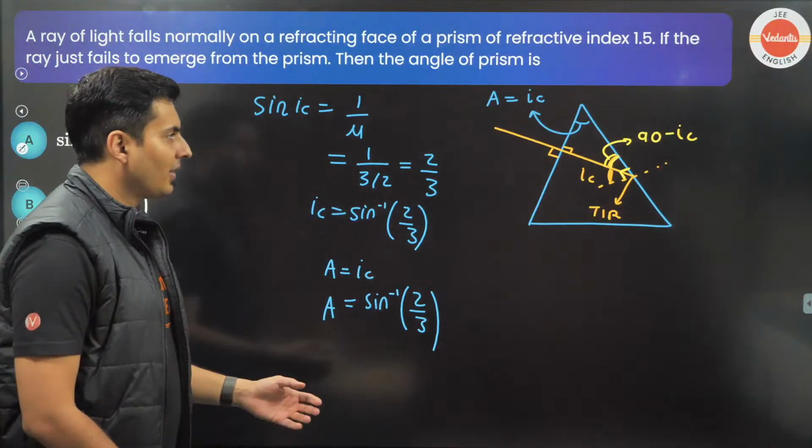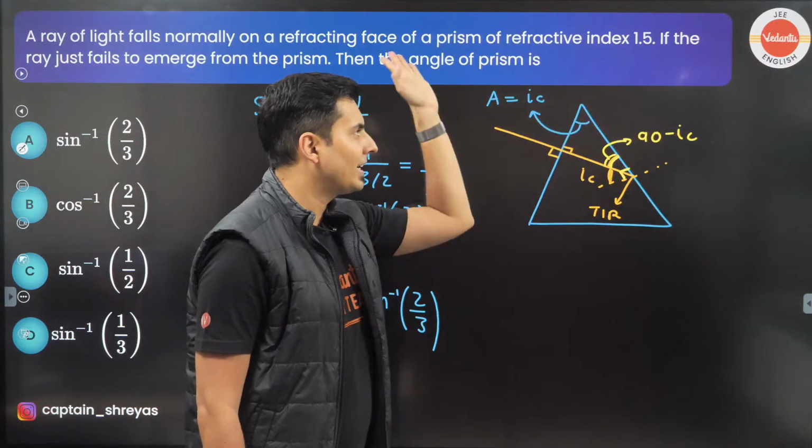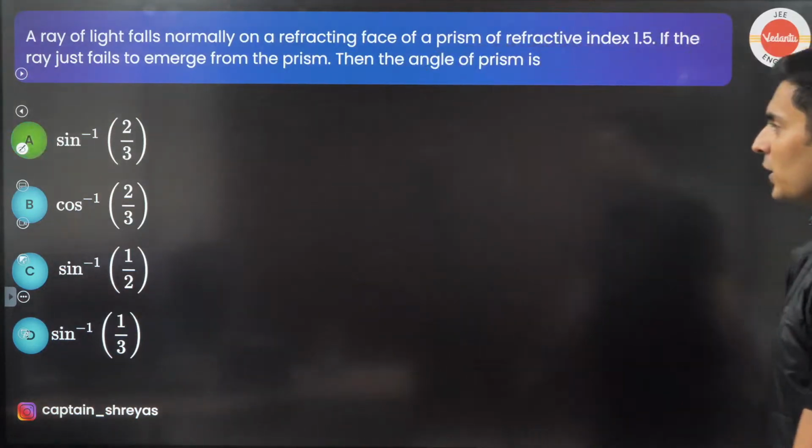Answer A. Perfect. So it's complete geometry. Critical angle, 90 minus critical angle, again critical angle. That's exactly the angle of the prism. Moving on to the next one.